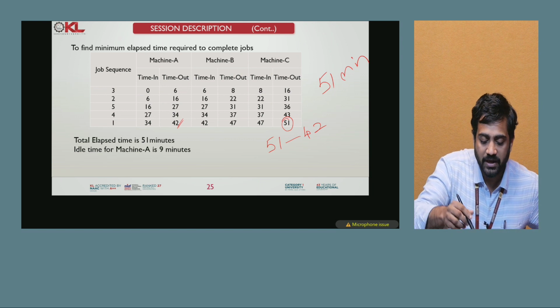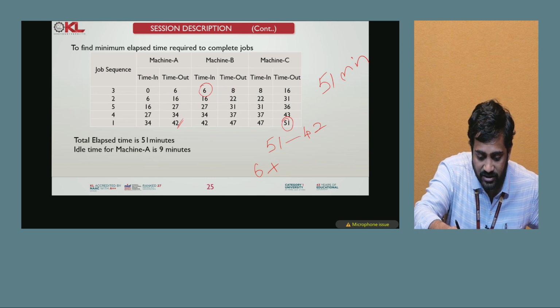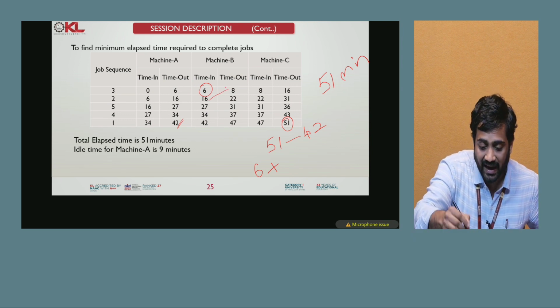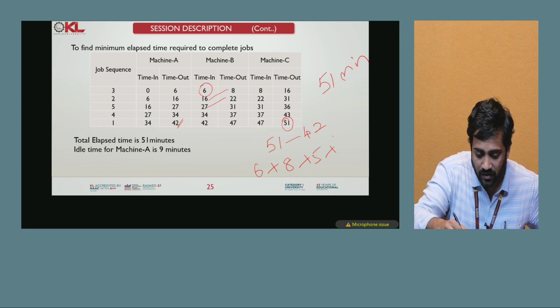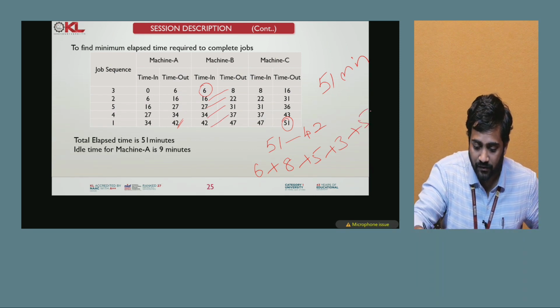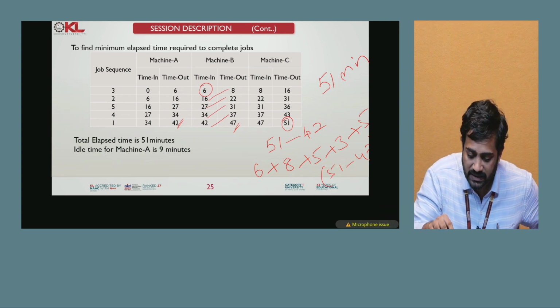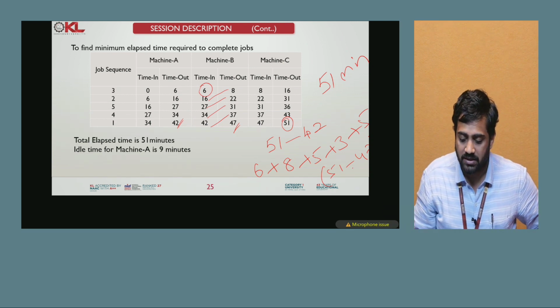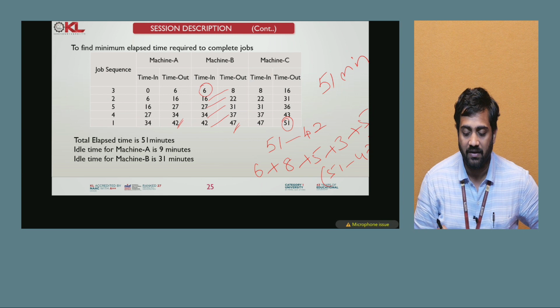Now coming to machine number B, initially machine B is waiting for 6 minutes. Next, see, job 3 is completed here at the 8th minute, the next one is started at 16. Here you see 8 minutes it is waiting. For the next job it is waiting for 5 minutes. For the next job it is waiting for 3 minutes. For the next job it is waiting for another 5 minutes. At last the total completion time is 51, it is completing by 47. Here another 4 minutes. So 6 plus 8 plus 5 plus 3 plus 5 plus this 4, which gives the total machine B idle time as 31 minutes.